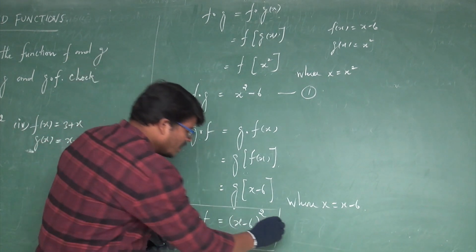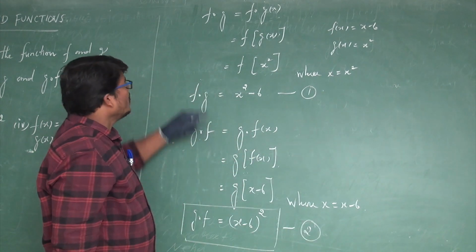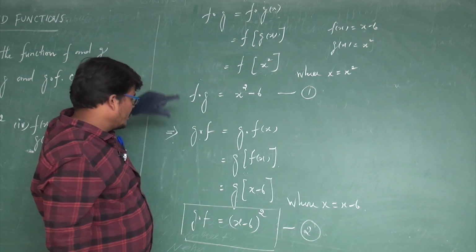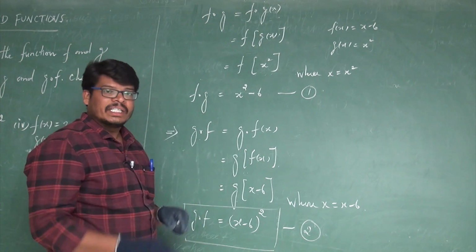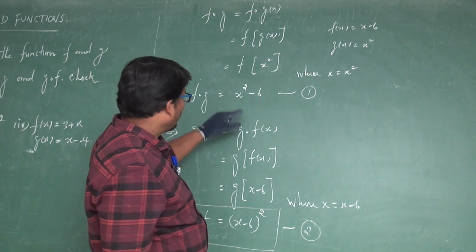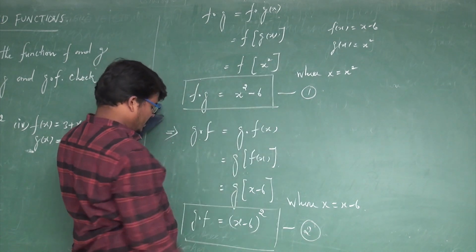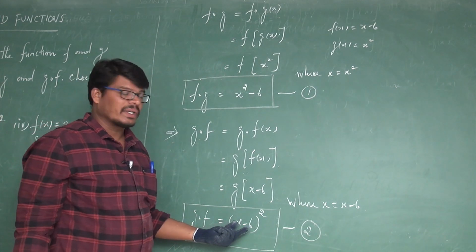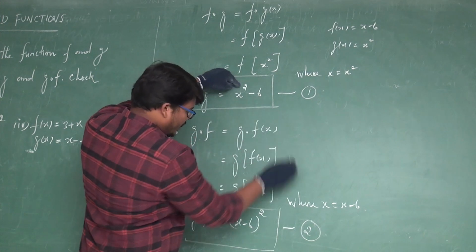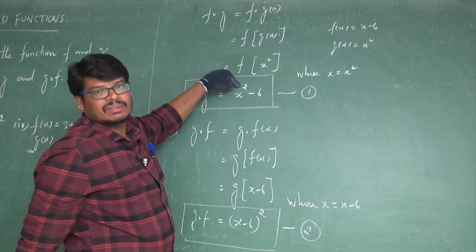So comparing 1 and 2. The question is find f dot g and g dot f, and verify whether f dot g equals g dot f. Comparing 1 and 2: the first one, f dot g, is x square minus 6, and the second one, g dot f, equals x minus 6 whole square. So x square minus 6 is not equal to x minus 6 whole square.